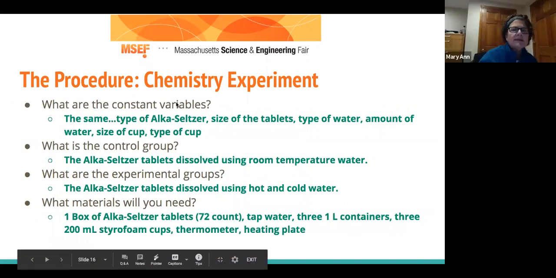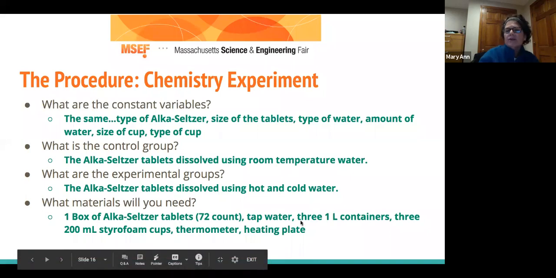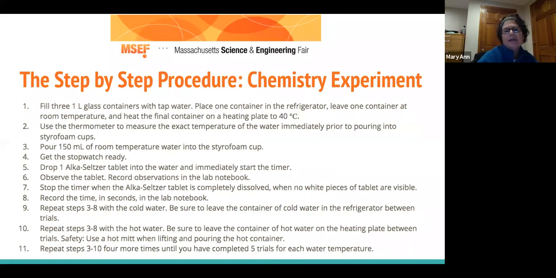We already went through constants and the Alka-Seltzer tablets. So there's a lot of repetition here, but it makes them really think. Okay, what are your materials? This is important too. Like, what do you need to get this going? But here's now the procedure.